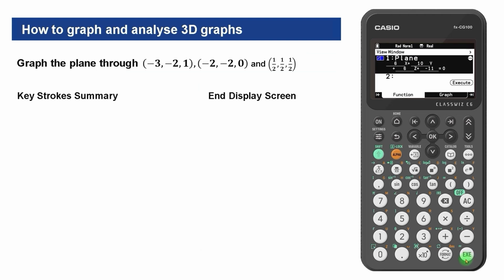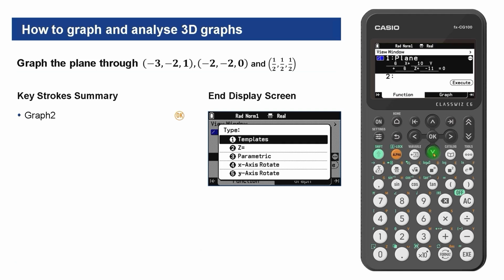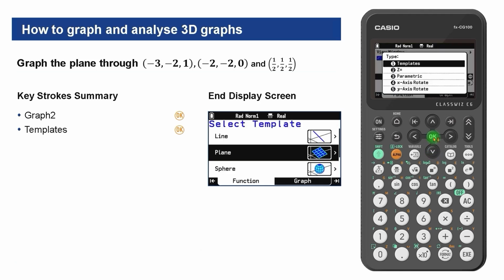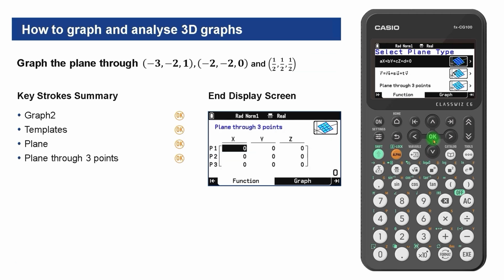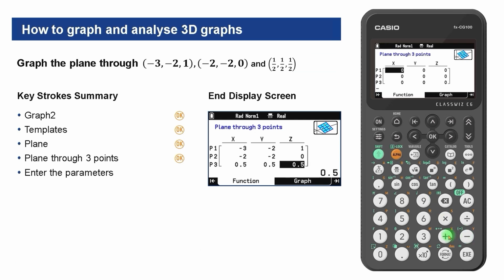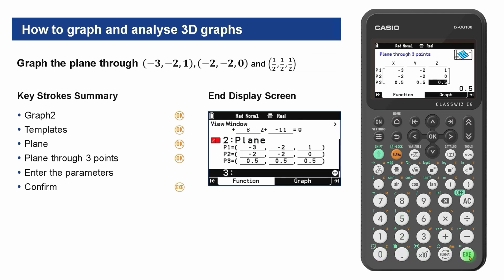Sometimes planes are defined by 3 points that lie on the plane. To draw this plane, select Graph 2, then Templates and Plane as before. Now select Plane through 3 points. Enter the parameters as X, Y and Z coordinates for the points in any order. Then confirm to store.